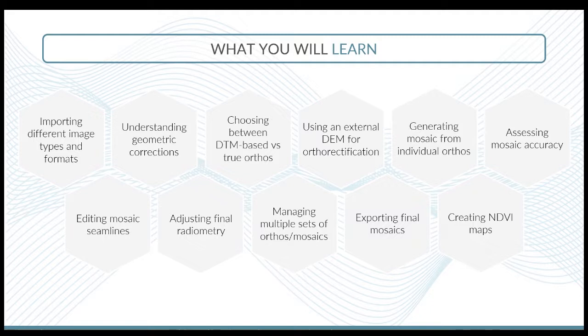Generating the mosaic from the individual orthos, assessing your mosaic accuracy when it's generated, how you can edit the mosaic seam lines, adjusting the final radiometry, which means the brightness and contrast if you want to adjust this on your image, managing multiple sets of orthos and mosaics in the project, how at the end you can export your final mosaic, and finally we're going to quickly look at creating NDVI maps with images that will have infrared bands, 4 bands.